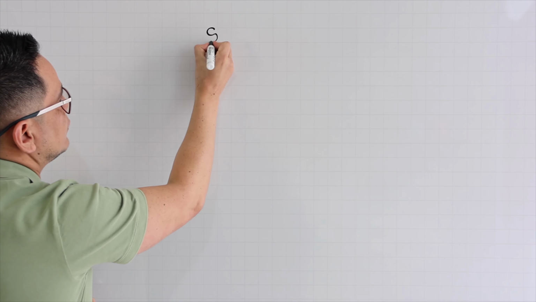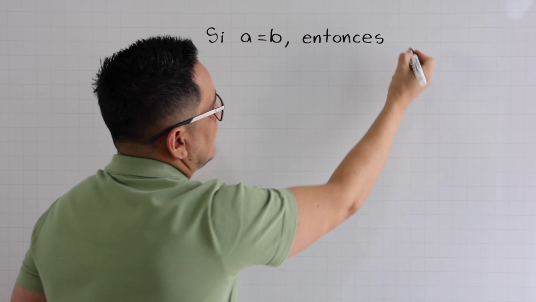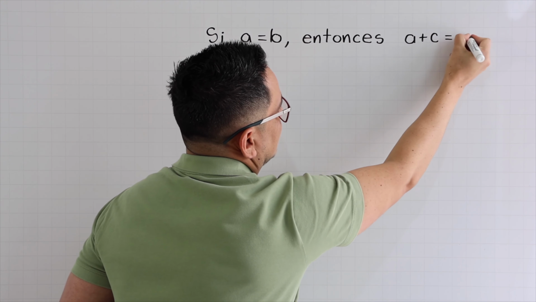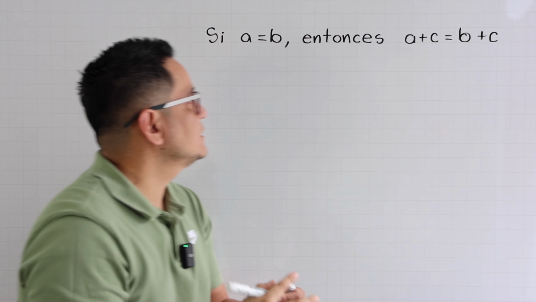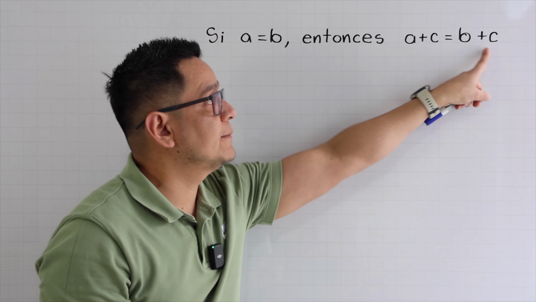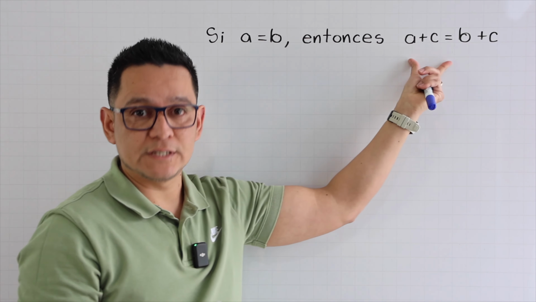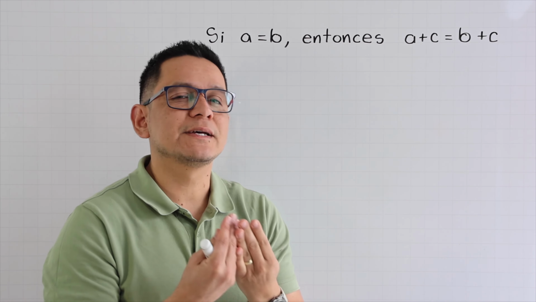Let's write it down. If A is equal to B, then A plus C is equal to B plus C, as you can see. If we have an equation, and in this case we add C to both sides of the equation, this equality will be preserved. Let's consider a classic example.